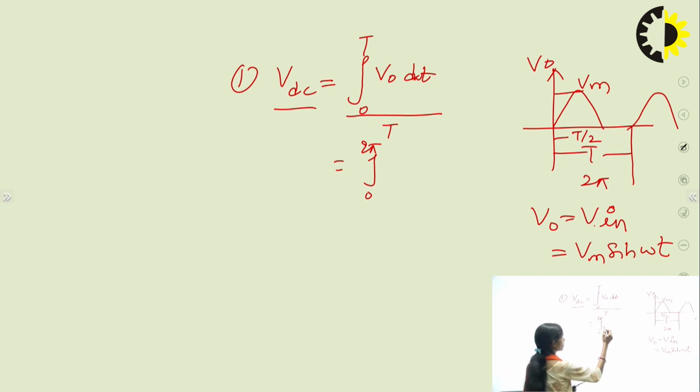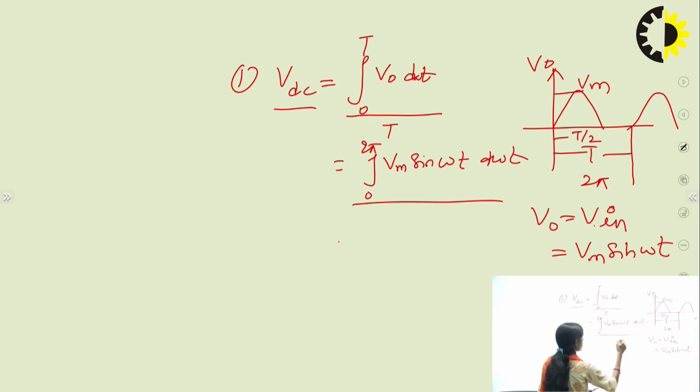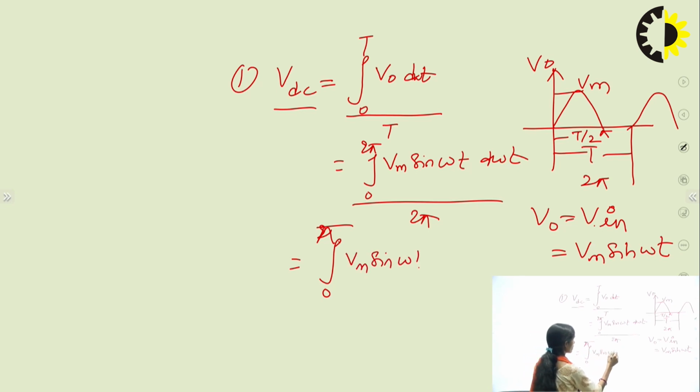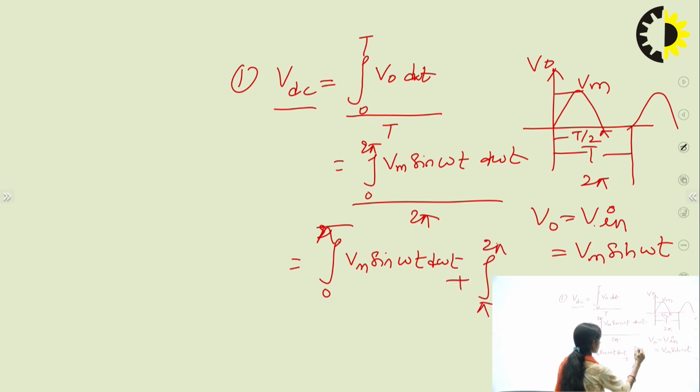Now if we substitute the value Vm sin omega t, we get the integration of Vm sin omega t d omega t divided by 2 pi. Also we can see here that we get output only for 0 to pi, and from pi to 2 pi it is 0. So we can bifurcate the integration: 0 to pi, we obtain Vm sin omega t d omega t, plus pi to 2 pi it is 0. The total time period is equal to 2 pi.